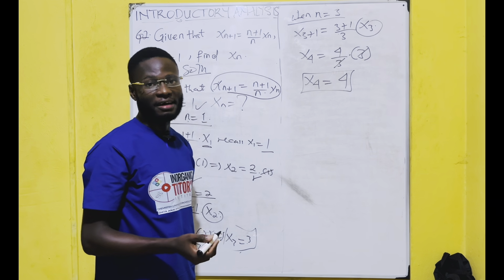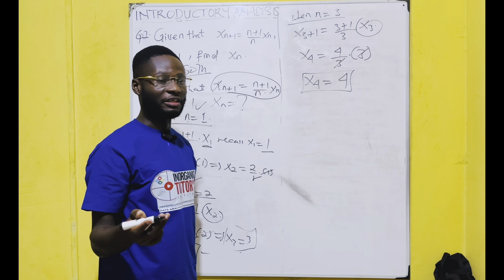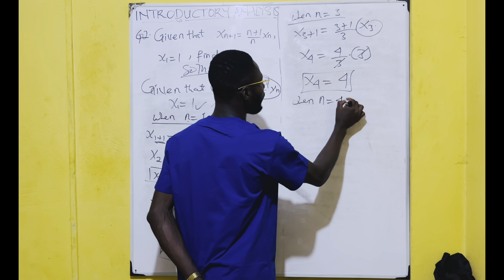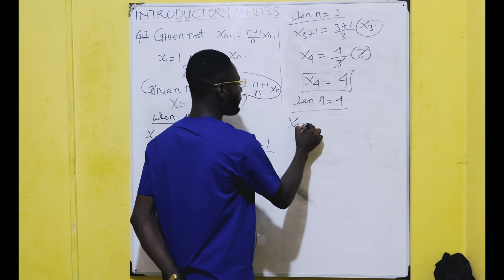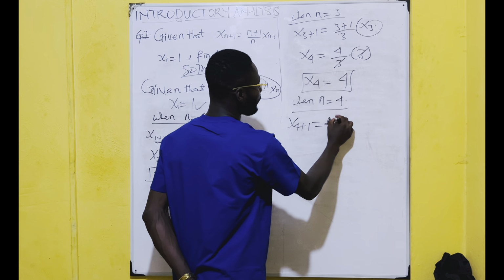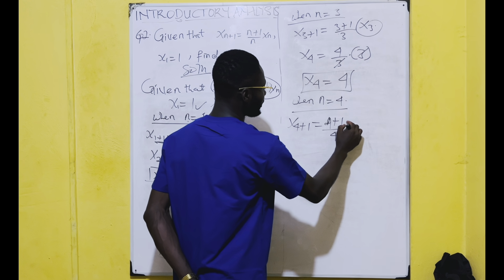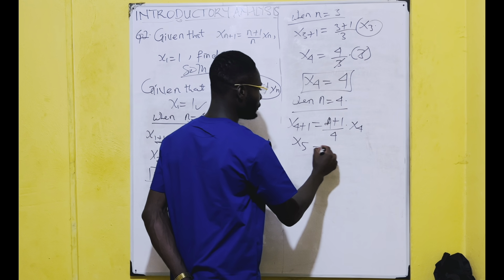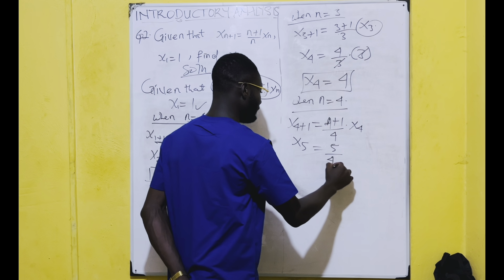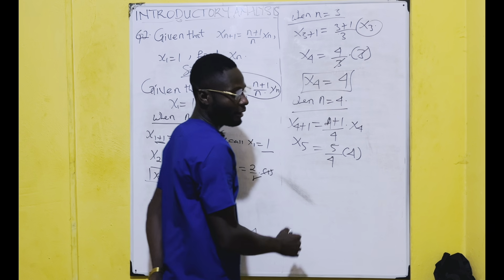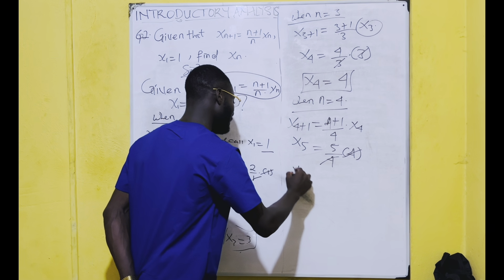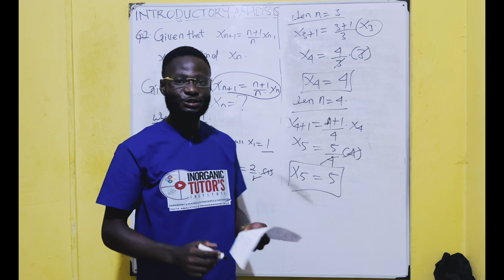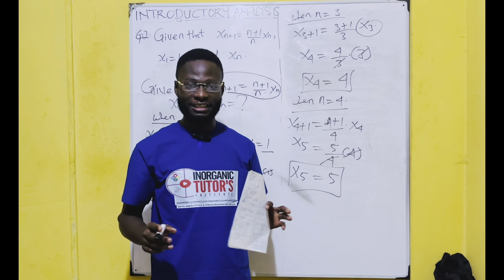Let's try to get s5, then we end it there because we can't go to infinity. So when n is equal to 4, then we have x(n+1) equal to (4+1) divided by 4 times x4. Now x4 is 4, so we have x5 to be equal to 5 over 4, then 4 here, right? So this cancels this, and then we have s5 to be 5. This is so brilliant.